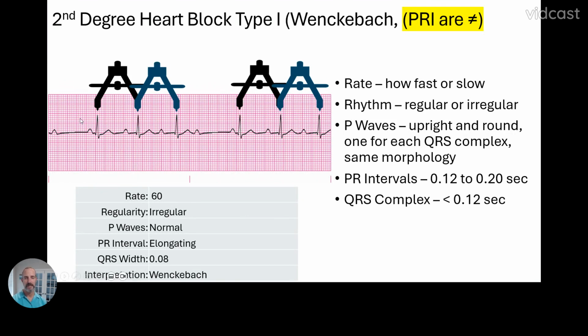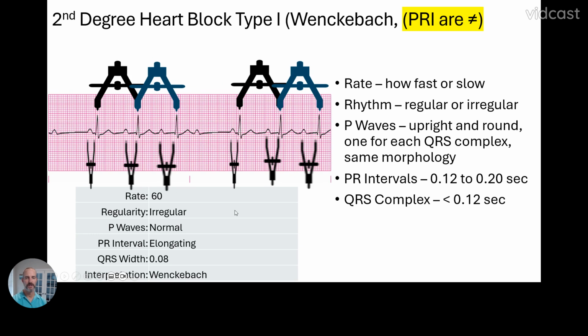And then we get into the P waves. So look at all these P waves. Same morphology, right? They are all upright, round. They all look identical. So our P waves are normal. However, we have this PR interval that is elongating. There's our first set. Then we measure again, and then we measure a third time, and you can see it's growing, growing, growing until we have a dropped complex right here. There is no QRS complex after this guy, and there's none after this one here.